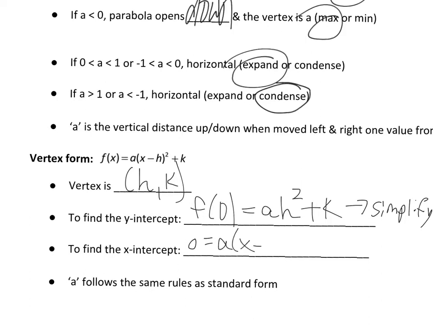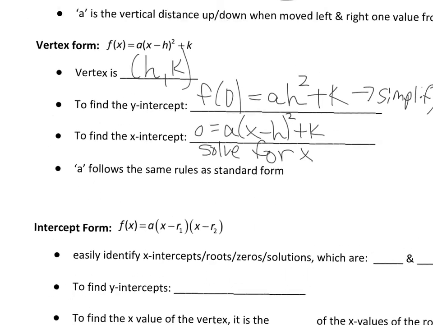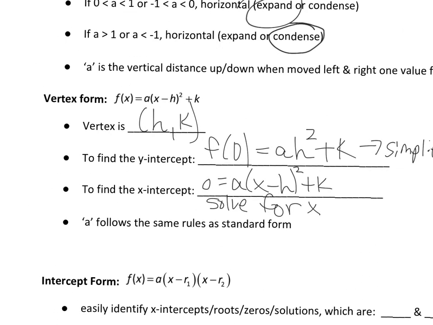So in this case, what we would do is simply solve for x. You'd solve for x by subtracting k, dividing by a, and then square rooting, and you get a plus or minus. We'll go through that process in some problems. What's great is a follows the exact same rules as it does in standard form. So if you're in vertex form, you do the same thing. Once you have the vertex, you go over one to the left, one to the right, and then you go up or down the value of a.